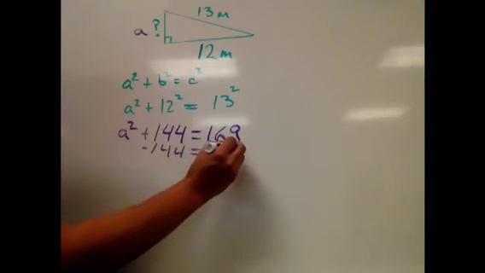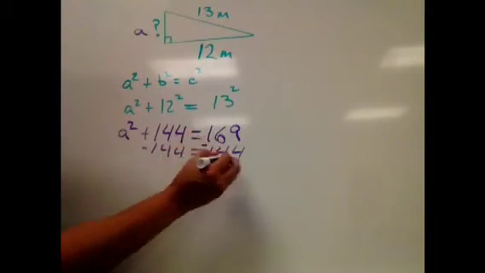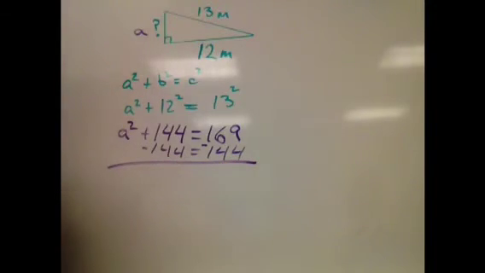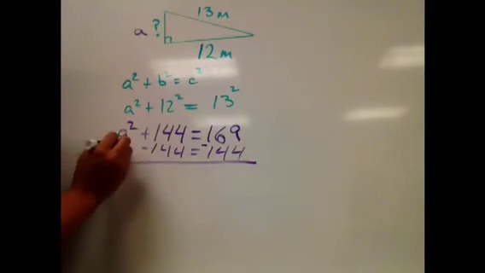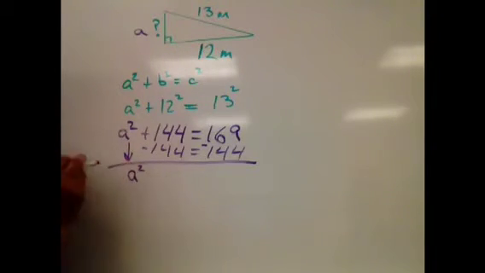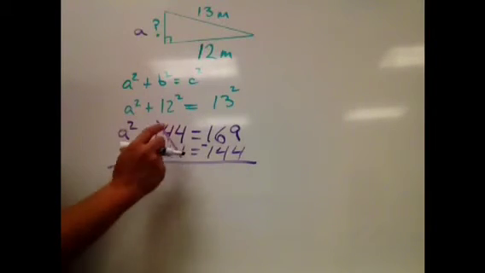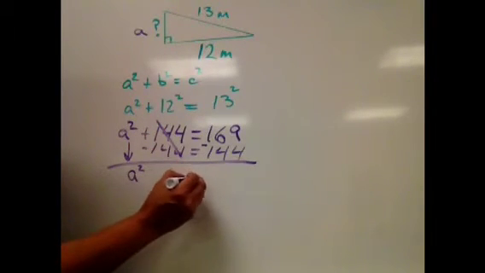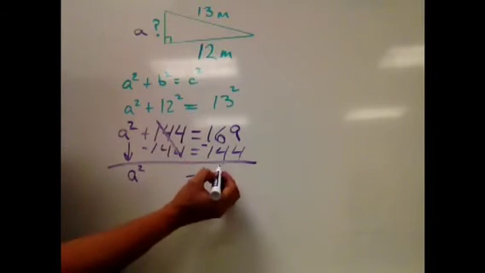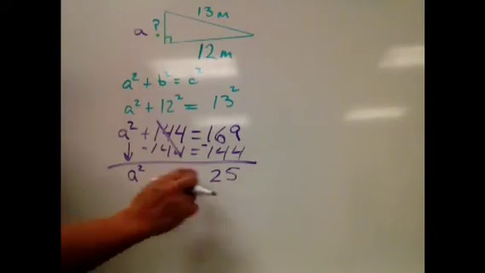I like to call this do-do. What we do to one side, we do to the other side. So we're subtracting 144 from both sides. Okay, that means that I have nothing here. So I bring it straight down, no variable. Here, these cancel out. So positives and negatives, they cancel out completely. When we subtract here, we're going to get 25. So a squared is equal to 25.